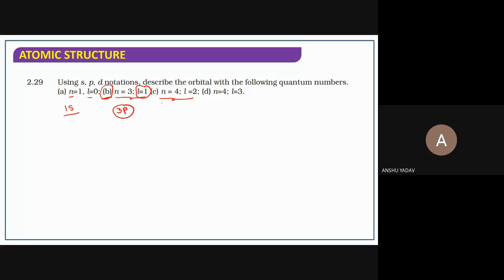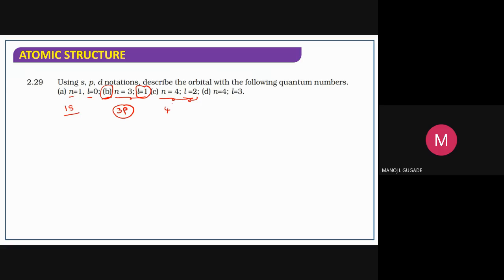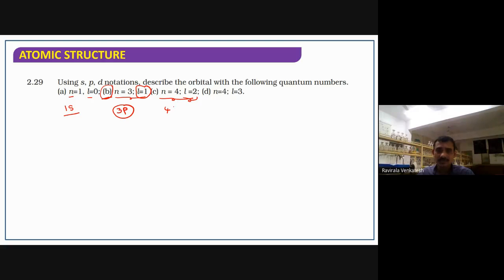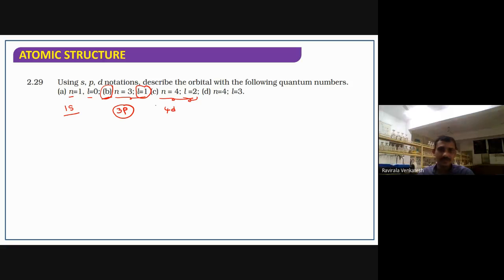So, 3F. N is equal to 4 means you take 4 only here. L equal to 2 means which orbital you have to take here? For L equal to 2, which orbital you have to take? 4D. I'm asking, 4D. You are speaking so late. It is so easy, you are not able to explain this one simple thing. Next one. Anuj, Anuj is there? Anuj absent.